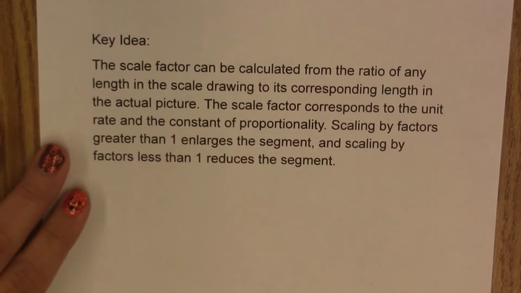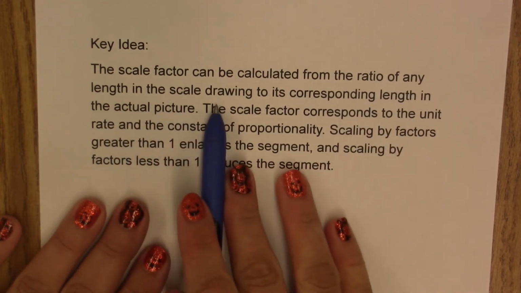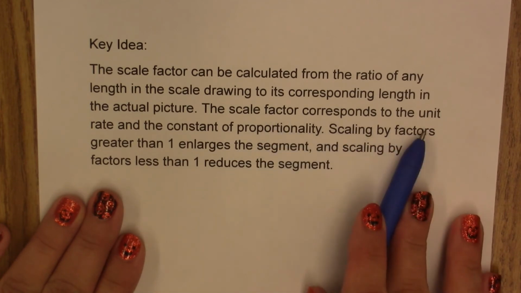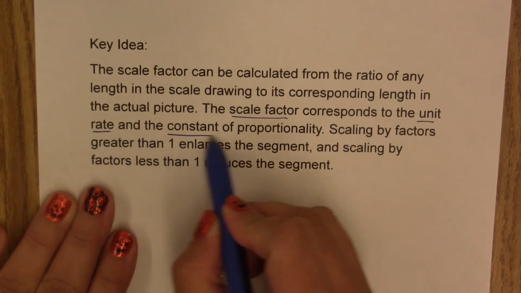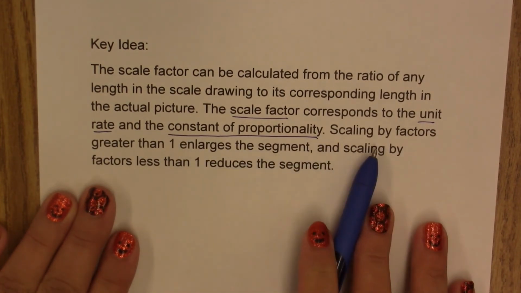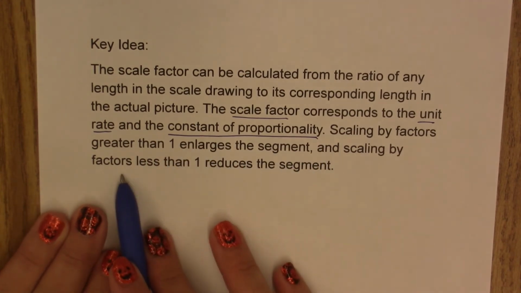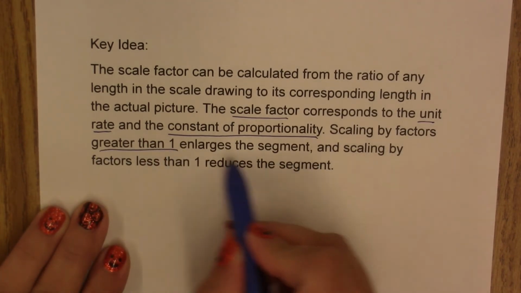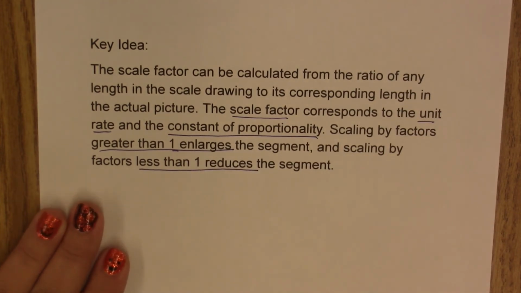So our key idea here: the scale factor can be calculated from the ratio of any length in a scale drawing to its corresponding length in the actual picture. The scale factor corresponds to the unit rate and the constant of proportionality. So know that these things are all the same. Scaling by factors greater than 1 enlarges the segment, and scaling by factors less than 1 reduces the segment. So greater than 1 enlarges, less than 1 reduces. I would probably copy those parts that are underlined in your notes.